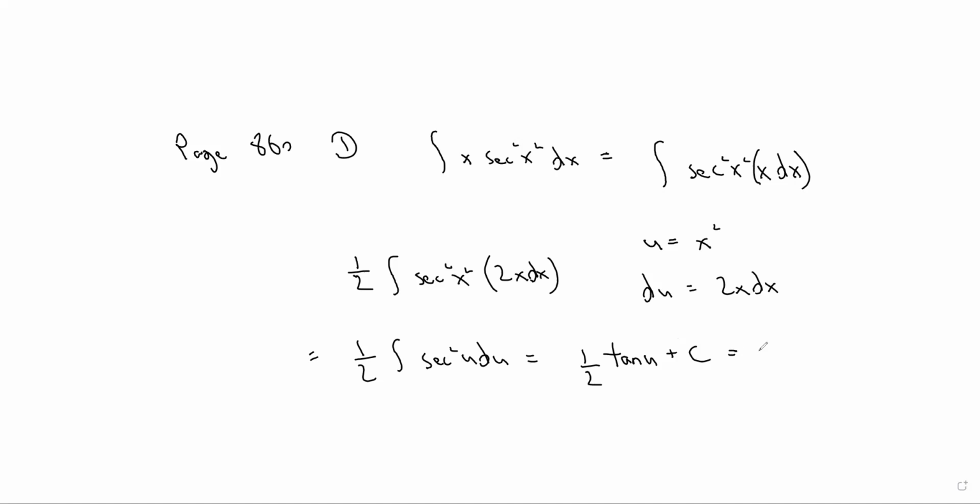So let's write our final answer. So 1/2, and then u was x squared, plus c. And yep, that's correct. Very good, very good. So that's the first one. So that wasn't too bad.